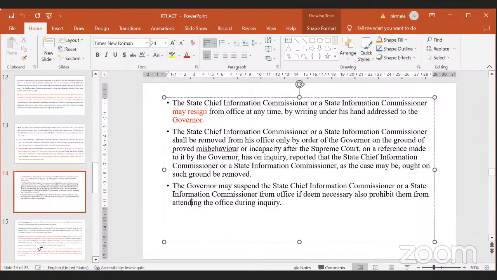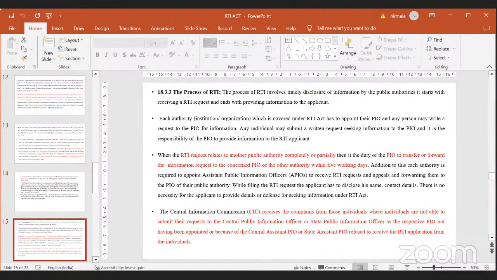If you see the process of the Right to Information Act, the process of RTI involves timely disclosure of information by the public authorities. It starts with receiving an RTI request from a citizen of this country and ends with providing information to the applicant by the public information officer of the concerned state or central government. Each authority or organization which is under the purview of the Right to Information Act should appoint their own public information officers, and any person may write a request to the public information officer for information.